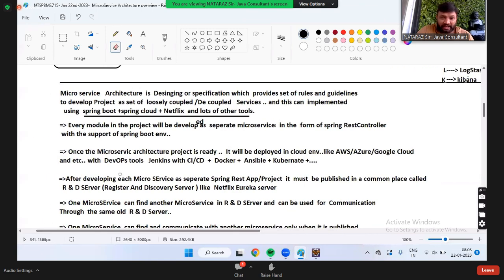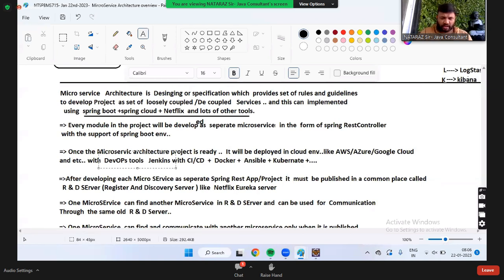Once the microservice architecture project is ready, it will be deployed in a cloud environment like AWS, Azure, Google Cloud, etc., with the support of DevOps tools like Jenkins with CI/CD, Docker, Ansible, and Kubernetes. Every tool has its own importance; you don't worry about it. So we take the support of these tools in the deployment of a microservice architecture project. Why? Because nowadays everyone is preferring a cloud environment. Microservice architecture is the latest, cloud is also the latest, so everyone prefers the cloud environment.